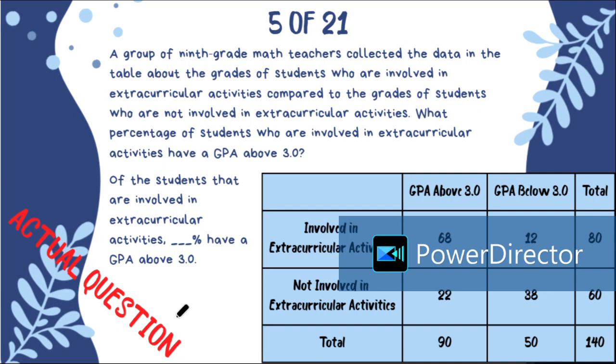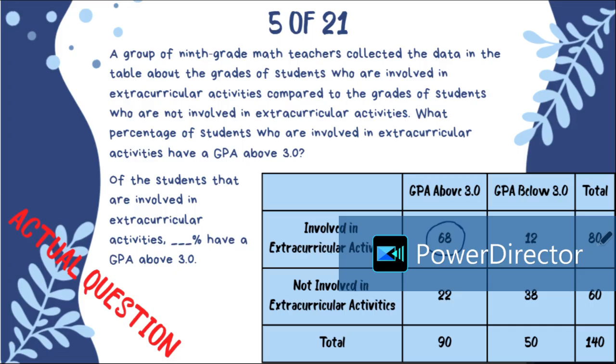Here's number 5. A group of 9th grade math teachers collected the data in the table about the grades of students who are involved in extracurricular activities compared to the grades of students who are not involved in extracurricular activities. What percentage of students who are involved in extracurricular activities have a GPA above 3.0? So we're dealing with above 3.0 and involved in extracurricular activities. So we're dealing right here, okay? And we need to figure out the percentage of the students that are involved in extracurricular activities and have a GPA above 3.0. I'm guessing we're going to go here.